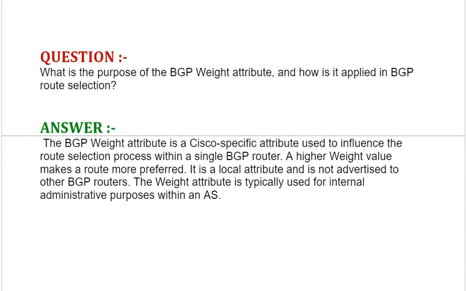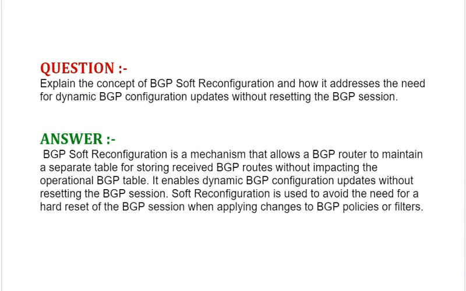A higher weight value makes a route more preferred. It is a local attribute and is not advertised to other BGP routers. The weight attribute is typically used for internal administrative purposes within an AS.